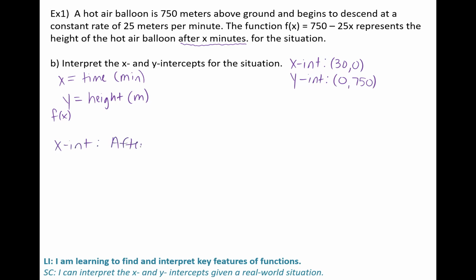After 30 minutes, and then I have to say what's happening with the y. The y value is 0, and the y represents height in meters. If the height of the hot air balloon is 0, that means it's sitting on the ground. So after 30 minutes, the hot air balloon is on the ground.